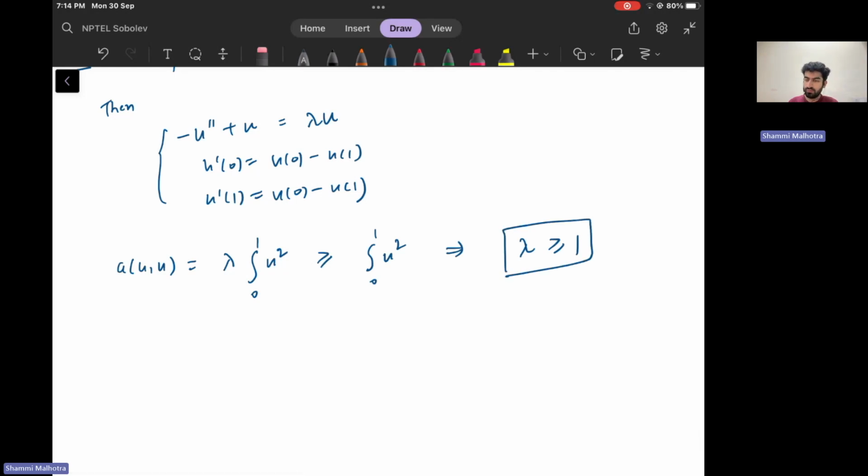So we know that if there's any eigenvalue, lambda has to be greater than or equal to 1. So the eigenvalue has to be less than or equal to 1, because the eigenvalue we have taken to be 1 by lambda.